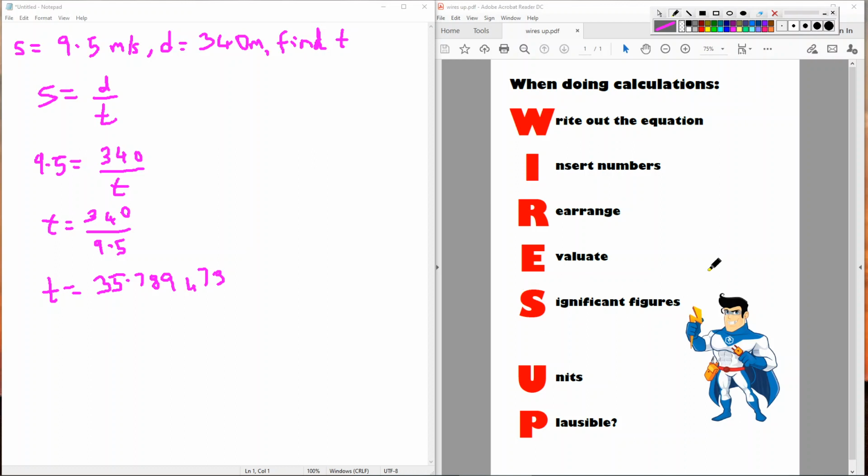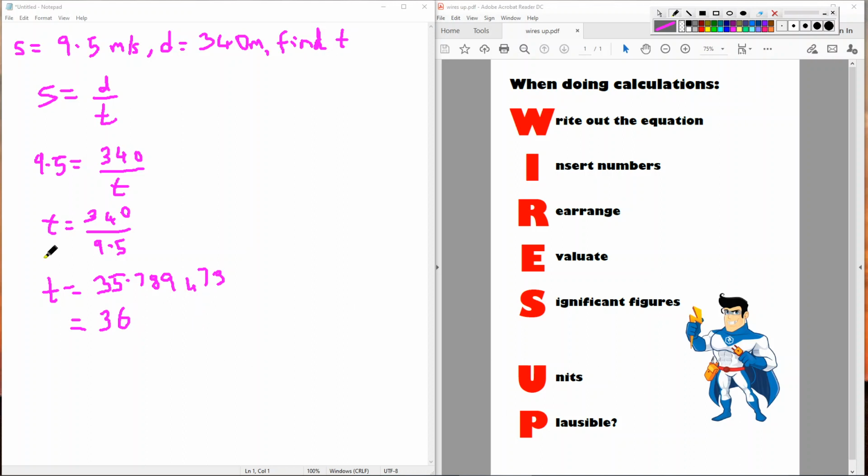So this is where the significant figures bit really comes in. We need to get this rounded to a sensible number of significant figures. So 9.5 is given to two significant figures. 340 could be up to three significant figures. So we pick the smallest. We pick two significant figures of 9.5. So we'll round this to two significant figures. So that seems like it should be 36 to me, two significant figures.